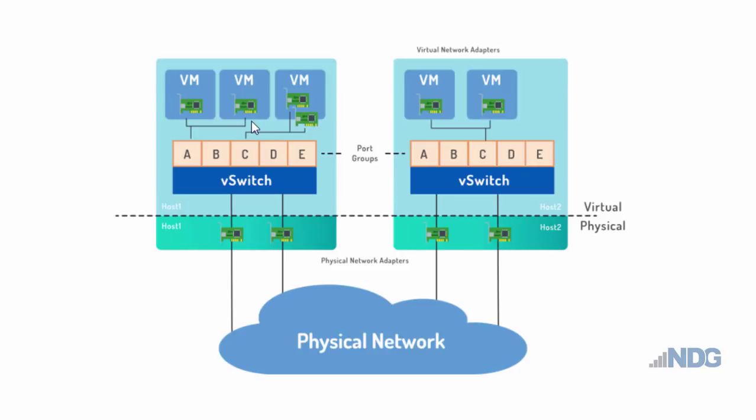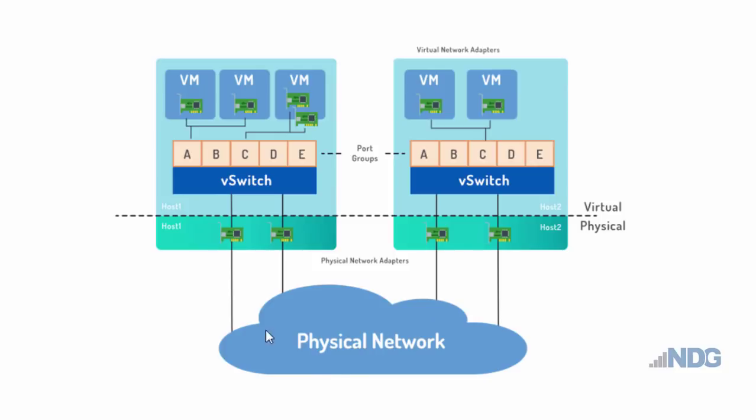So you can see this virtual machine here has a virtual network card which connects to port group A on the virtual switch, which in turn connects out to the physical network cards on the switch and then out to the physical network. This virtual machine has two virtual NICs that connect to port group C on the virtual switch and then out through the physical network adapters, the gigabit Ethernet ports on the server out to the physical network.